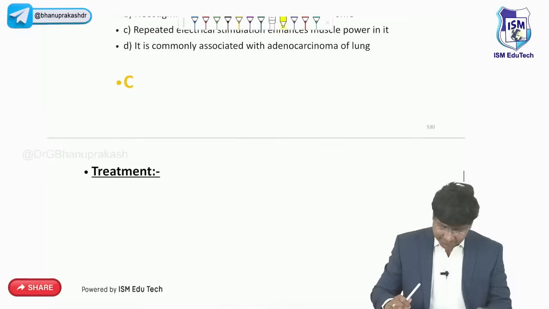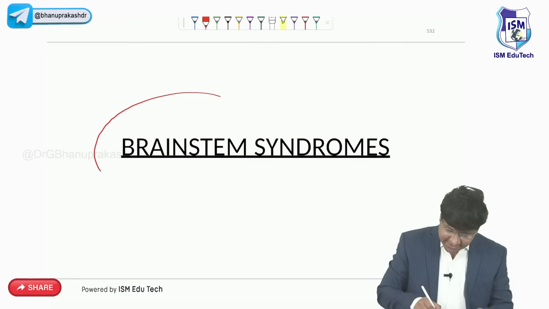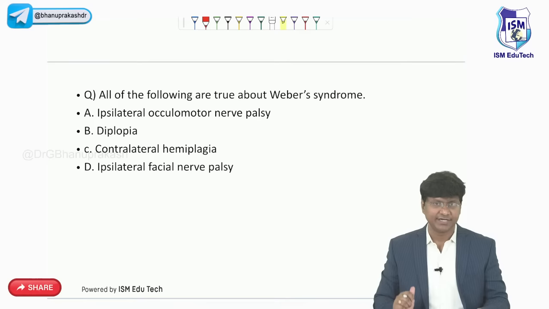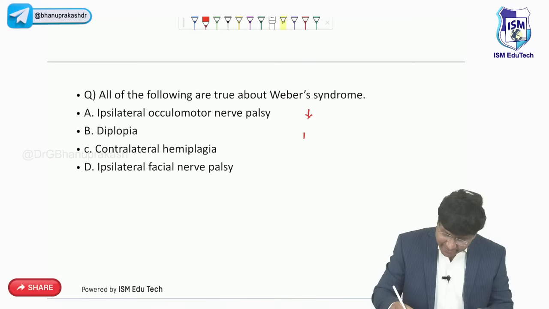Next. After having discussed the neuromuscular junction disorders, the next important topic is the brainstem stroke syndromes. In the cerebrovascular accidents, what is very important is brainstem stroke syndromes. Now, we have midbrain stroke syndromes, pontine syndromes, and then medullary stroke syndromes. Let us discuss the midbrain stroke syndromes first.